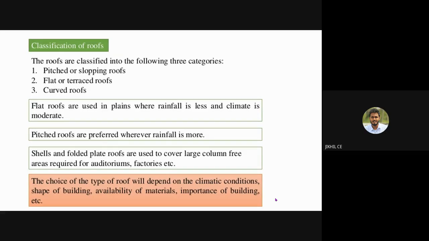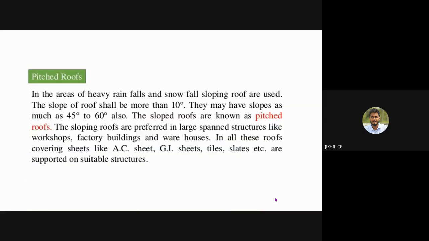We classified the roofs into sloping roof, flat roof, and curved roof. Where we choose the flat roof, where we choose the pitched roof, and shell and folded plate were discussed, and we had a detailed study regarding the pitched roof. I told you the angle of inclination should be more than 10 degrees. It can be as high as 45 to 60 degrees, and the various types of roof coverings.